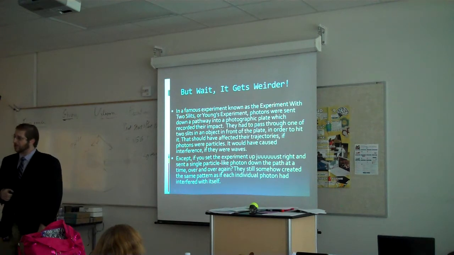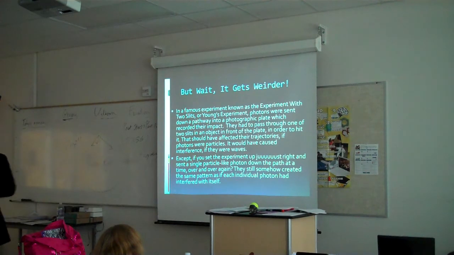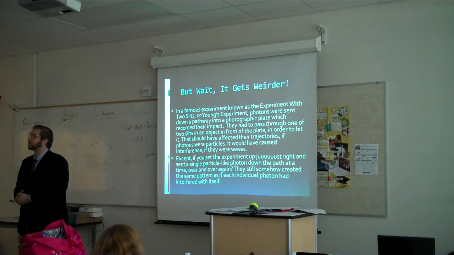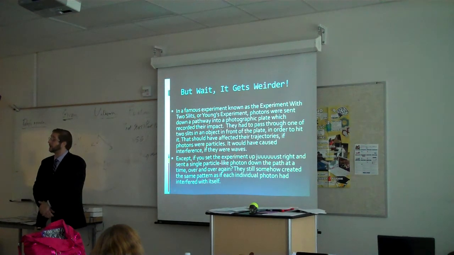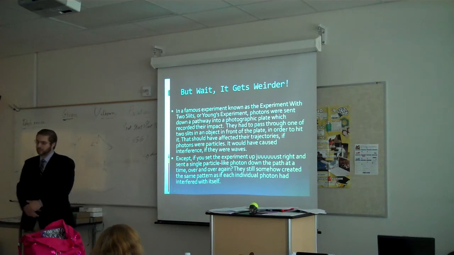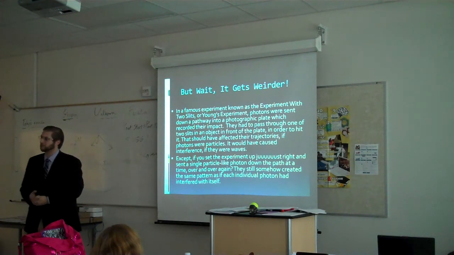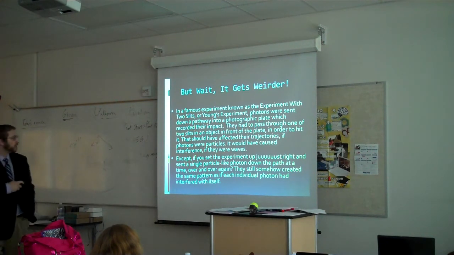In a famous experiment known as the experiment with two slits, it's also known as Young's experiment, we took photons and we shot them down a tube. At the end of the tube was a photographic plate. So every time light hit it, it would record that. In front of the plate, we put a screen. We cut two small slits into it. Hence the experiment with two slits.